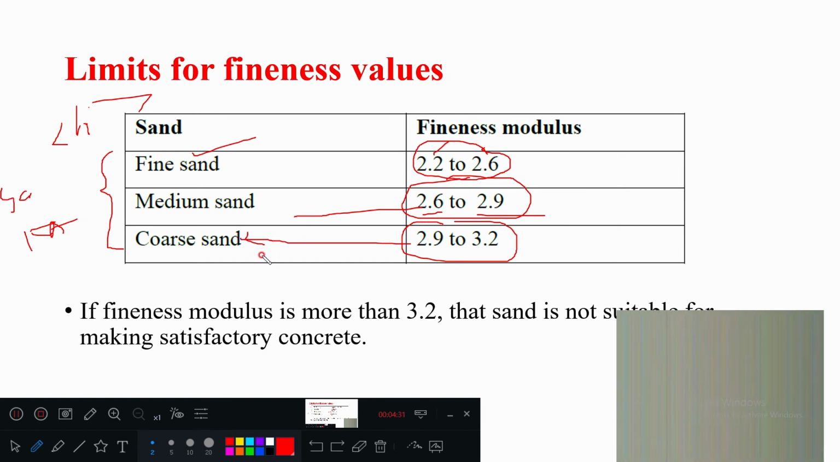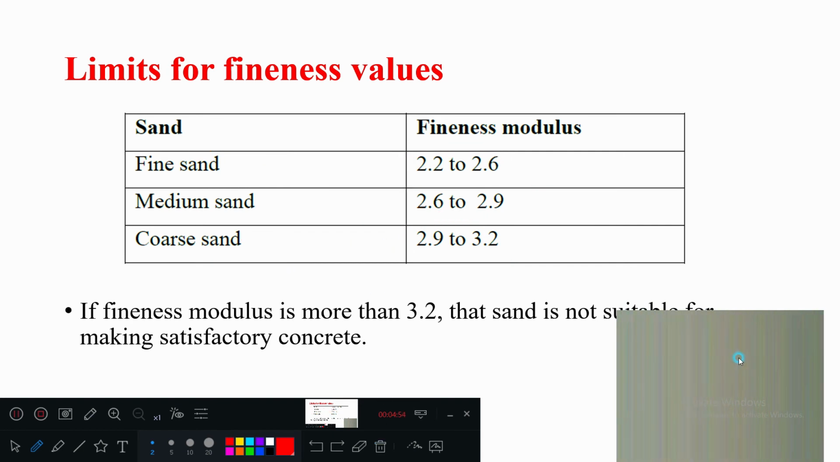What do you mean by this? In the first, more fine material is present. Here, more coarser material is present. Here, almost the same, both are the same. More fine material, less fine material. Or you can say coarser material is more here.